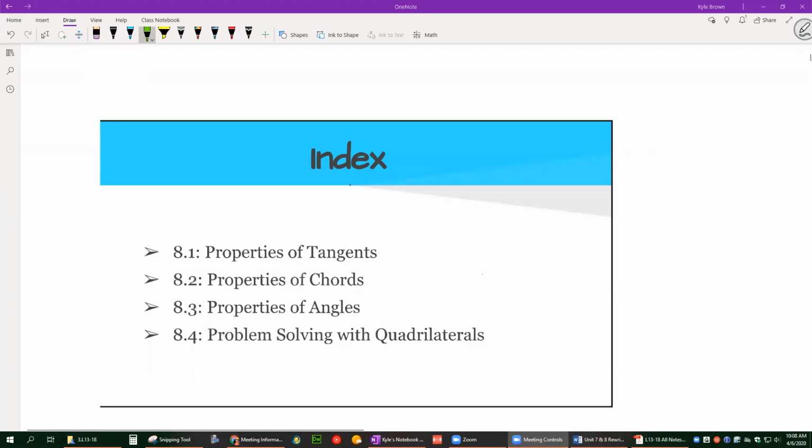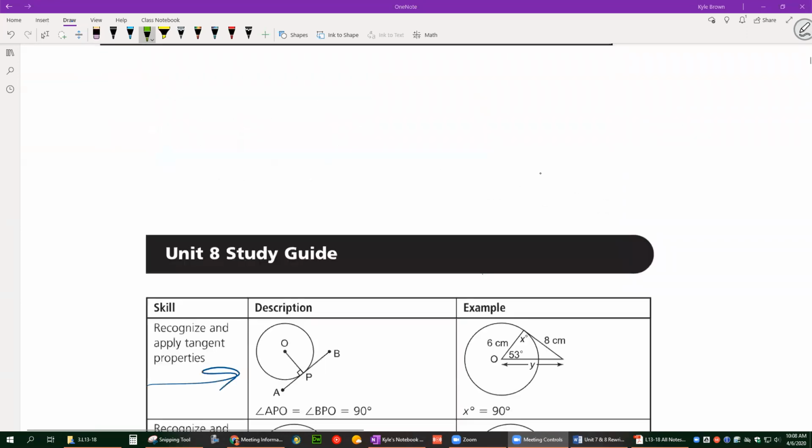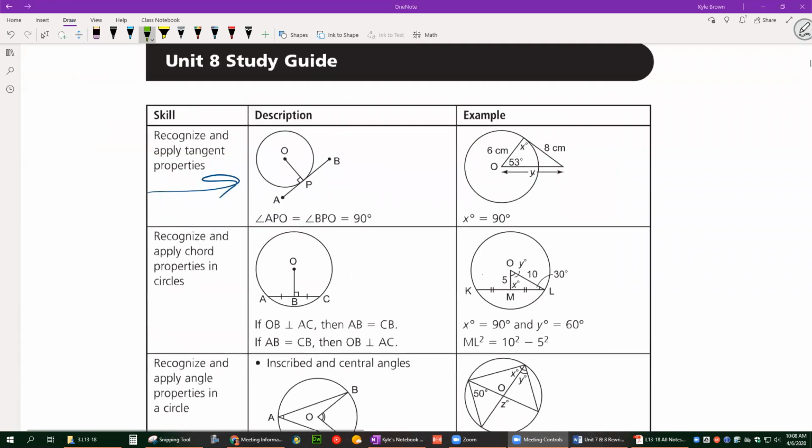All right, guys. So let's do 8.2. So 8.1 there. How are you guys doing on that one? Seemed okay. You guys seem to be doing all right there.